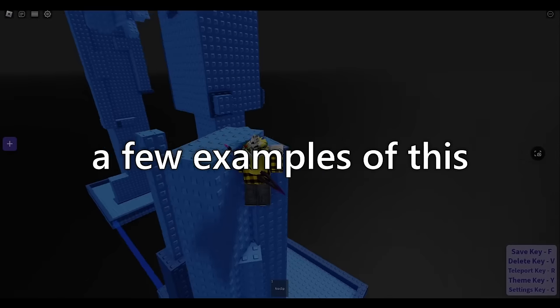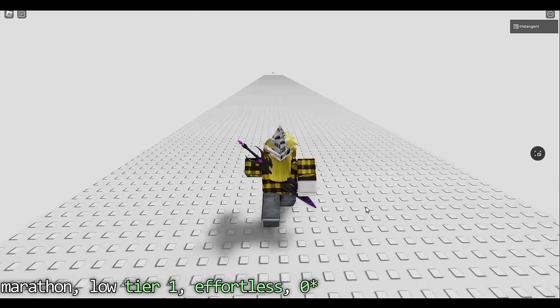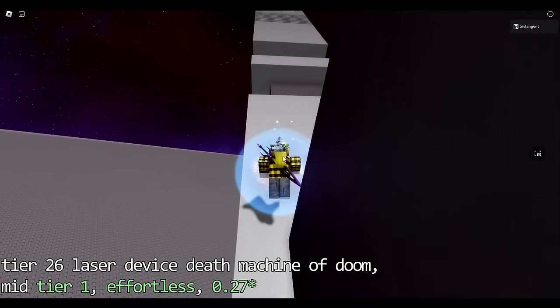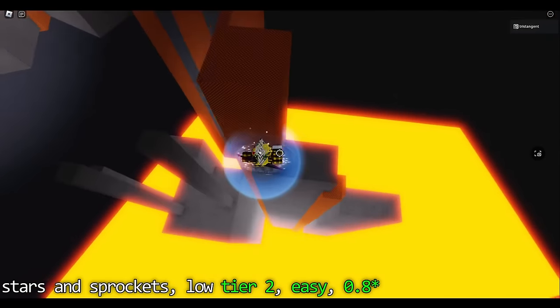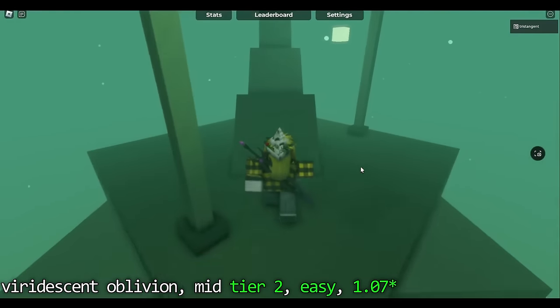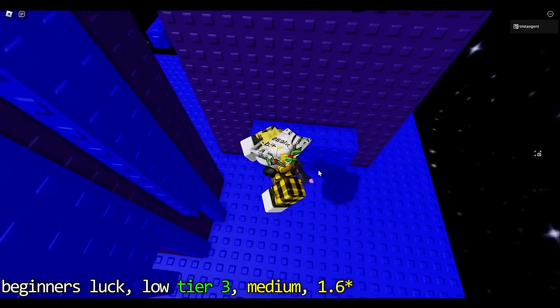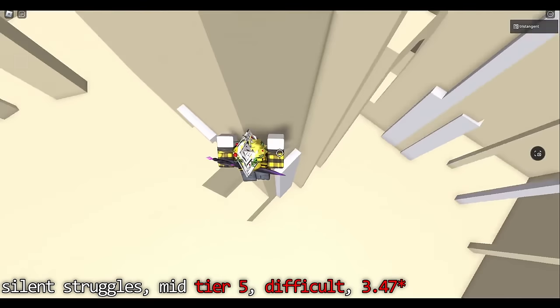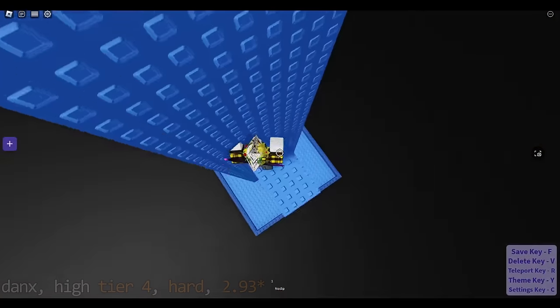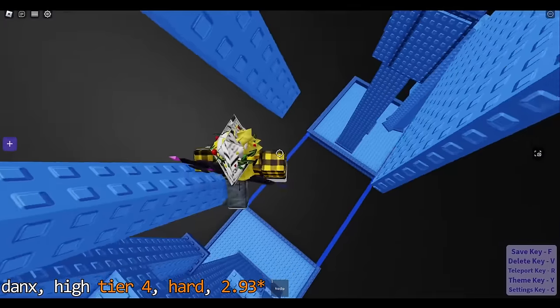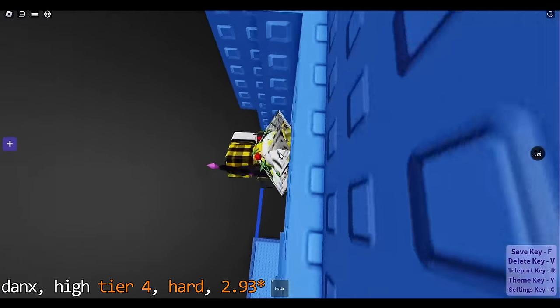A few examples of this from each tier are Marathon, which is tier 1, Laser Device Death Machine of Doom, which is also tier 1, Stars and Sprockets, which is tier 2, Viridescent Oblivion, which is also tier 2, Neoglacia, which is tier 2 as well, Beginner's Luck, which is tier 3, and Silent Struggles, which is tier 5. There's also so much more to find in this tier, by the way, and these are just a tiny fraction of the obbies that actually exist.